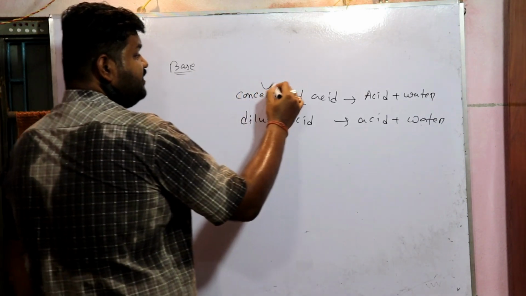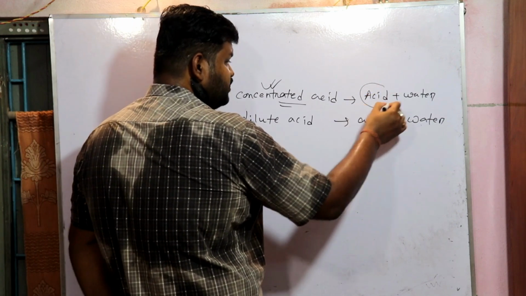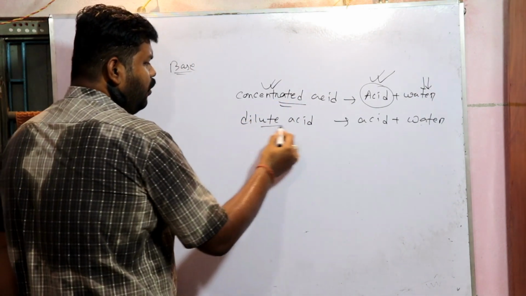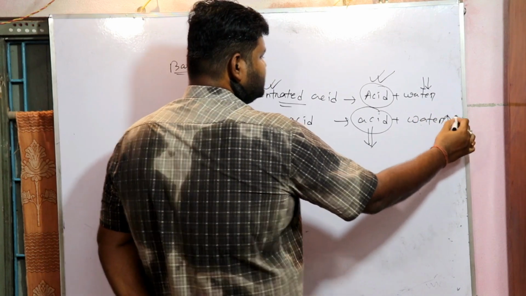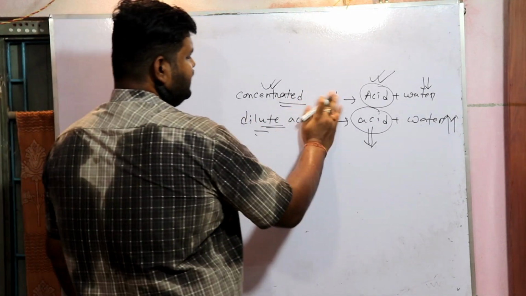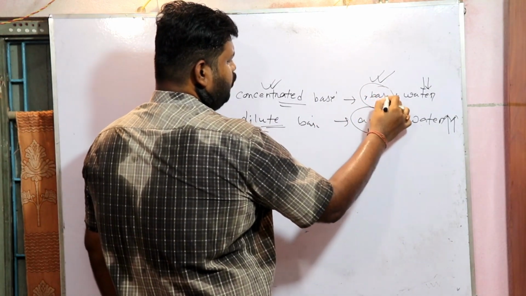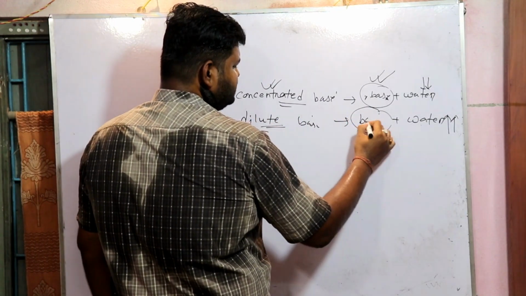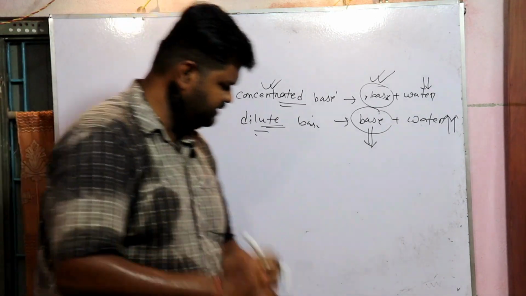But when it is concentrated, it is thick. Concentrated means the percentage of acid is greater and water is less. When the concentration of acid is less and the concentration of water is maximum, it is known as dilute acid. The same concept applies to concentrated base and dilute base. When the base is maximum and water is minimum, it is a concentrated base, and when the base is minimum but water is maximum, that is a dilute base. That is a different thing.